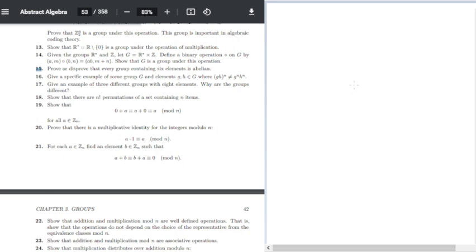Let's think about something more carefully. So, if an element is in a group A, first of all, let's define the order of an element in A to be the minimum of n greater than 0 such that a to the n equals 0.